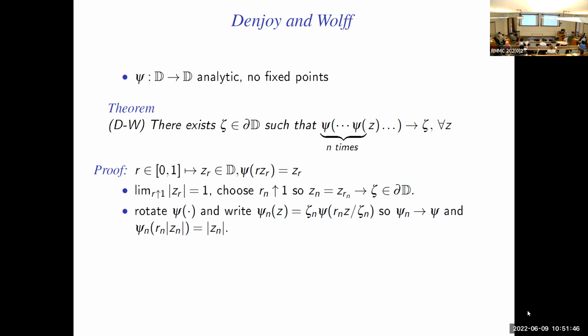And so this has the advantage that psi_n of R_n times the absolute value of zeta_n is equal to the absolute value of Z_n. So they are on the same radius, you see. I just moved them a little bit to be on the same radius.